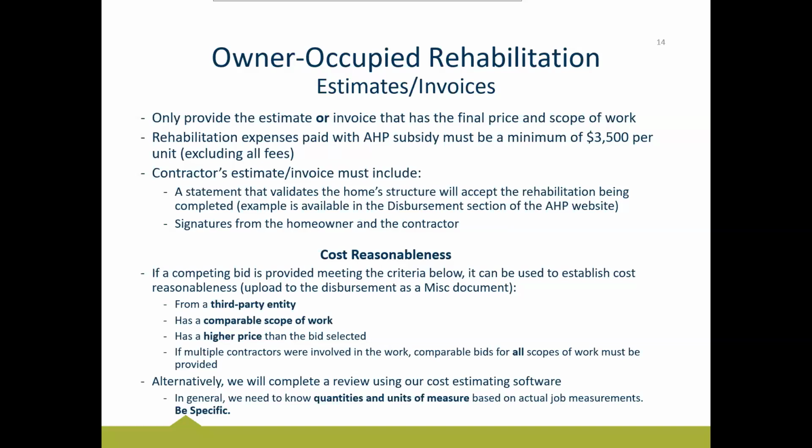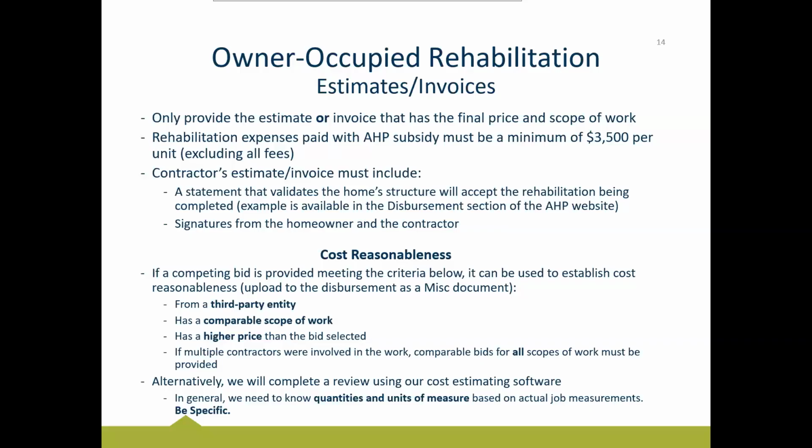You can just get a singular bid if that's all you're able to get. I know that in some communities, they're very restricted on the number of contractors that are available. So just keep in mind the competing bid option is optional. It is not required, just optional to help bypass our internal review. What we will do inside of the bank is we will use our cost estimating software.